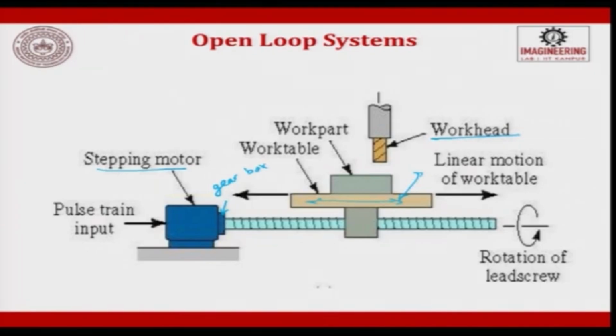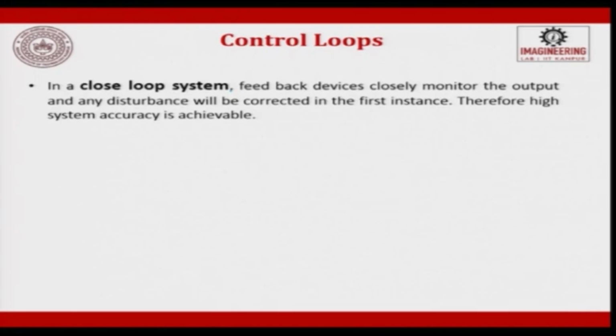So, here there is no closed loop. So, whatever disturbance or corrective measures have to be done, it will be done only after measuring the workpiece, some correction steps can be done. So, this is the limitation of open loop system, but it is very economical, the maintenance is very less. Now, let us look at a closed loop system.